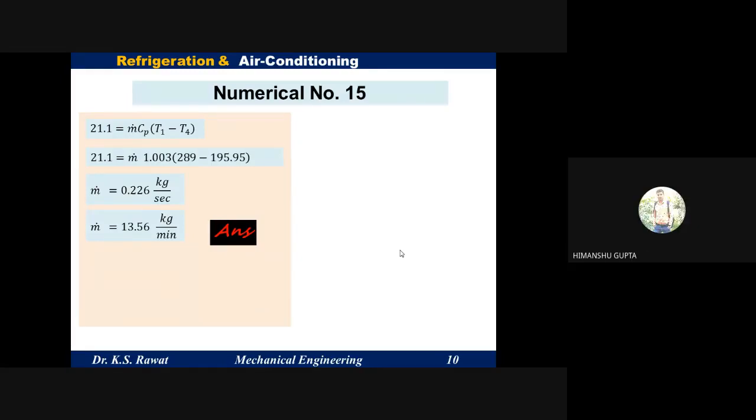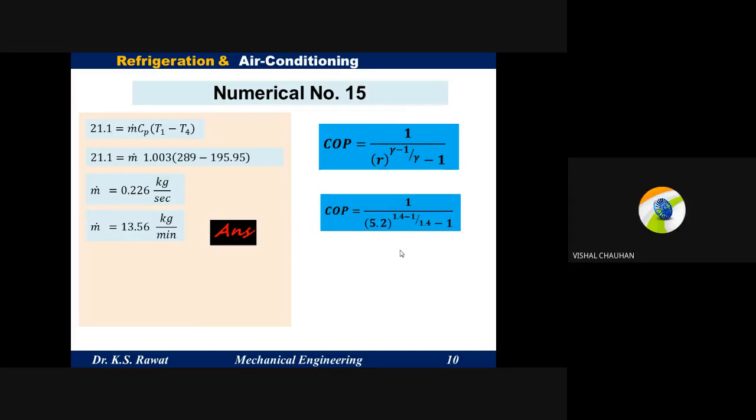1 divided by r to the power (gamma minus 1) over gamma. Yes. So COP is 1 upon r to the power (gamma minus 1) upon gamma, minus 1. So we will put the value of r. The value of r is 5.2. We will put the value of r and gamma in this expression, and we will get the value of COP. And the value of COP is equal to 1.66. So this is also our answer. Check the calculation. Right, sir.